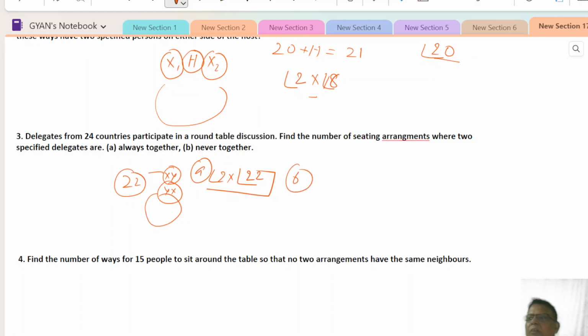And B, never together. So never together, then you do one thing. How many without restriction? They can sit without restriction in factorial 23 ways. So minus 2 into factorial 22.